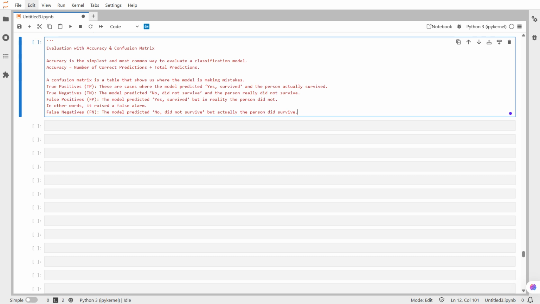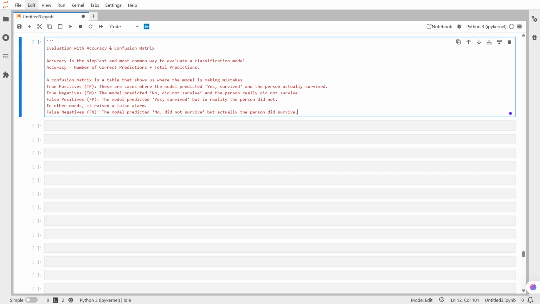But accuracy has limitations. If the dataset is unbalanced, like if 90% of passengers did not survive and only 10% did, a model that predicts not survived for everyone will still have 90% accuracy, even though it's actually useless. That's why we need more than just accuracy.